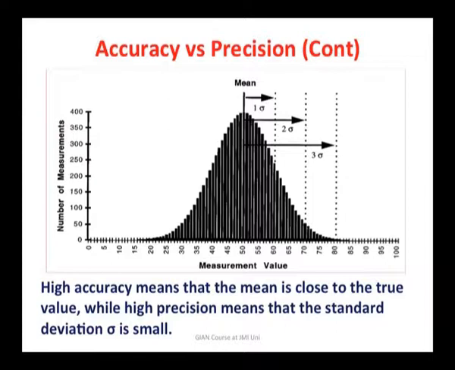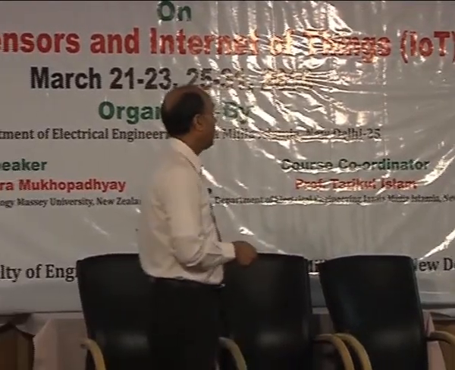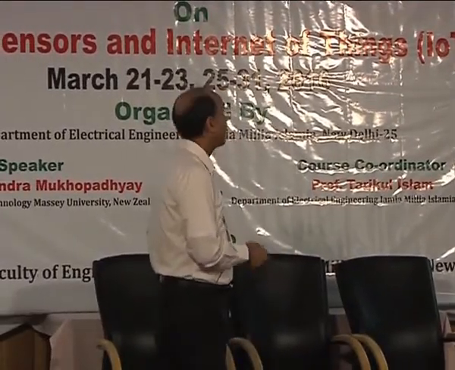And the standard deviation, you know how to calculate. You have the mean value, then the actual value, take the difference, take the square, add them, and if you have n samples, divide by n minus 1 and take the square root. So that's why it's a little bit mathematical. But if the standard deviation is small, you can say it's precise. If the value is close to the mean, you can say it's accurate.